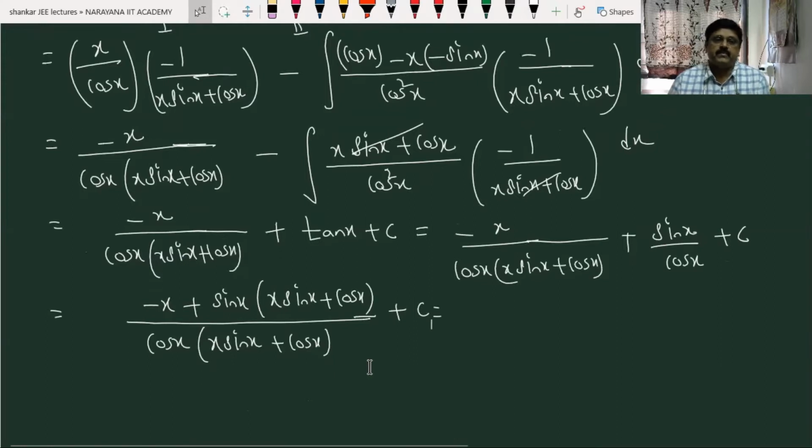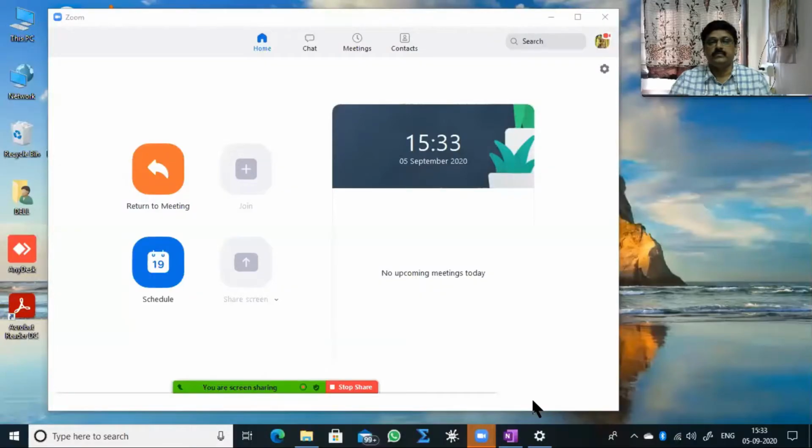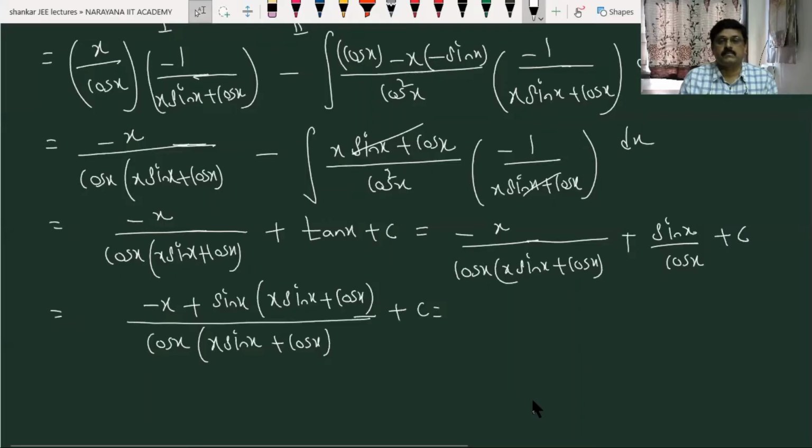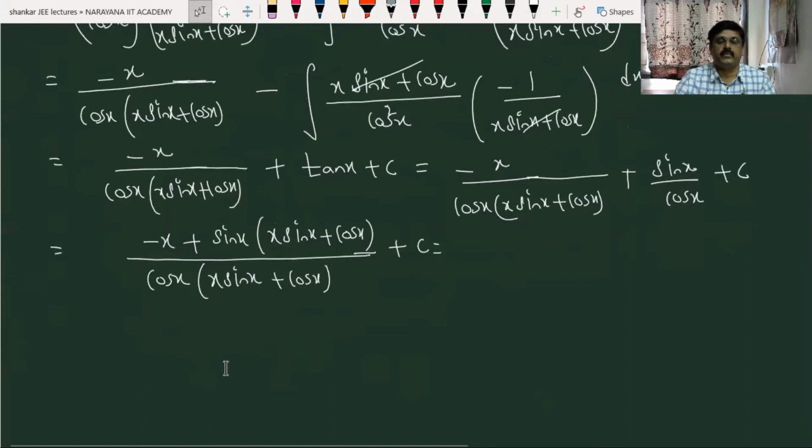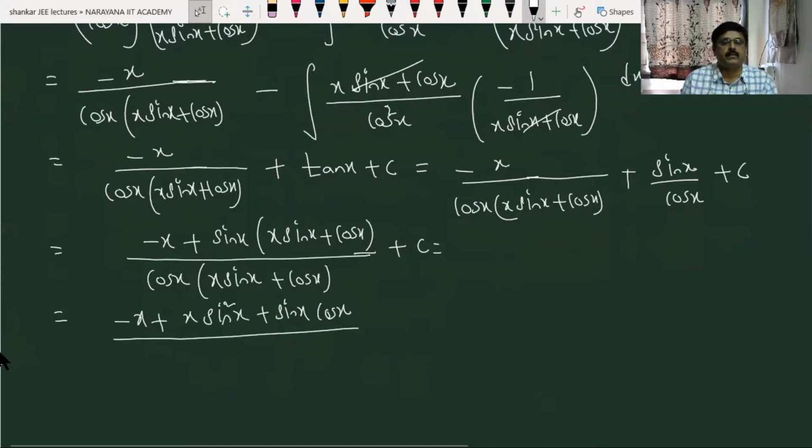It is a simple step. Watch carefully, students. So students, what is happening there? Directly we can get the answer. That is minus x plus x sin square x plus sin x cos x upon cos x of (x sin x plus cos x).